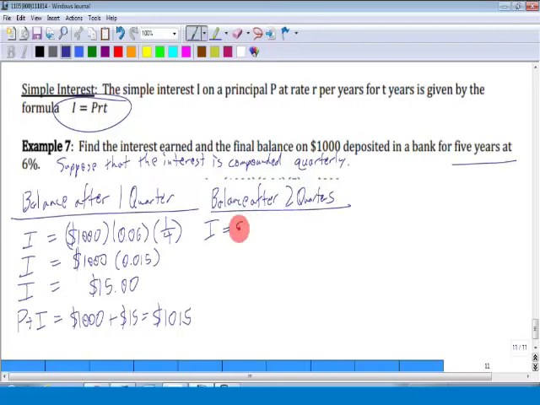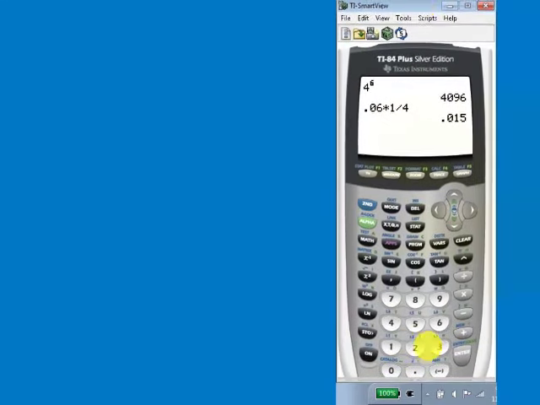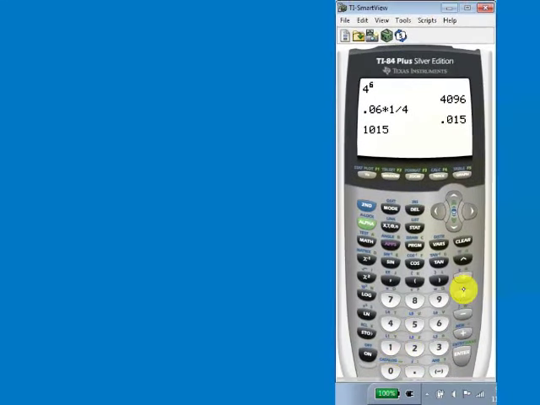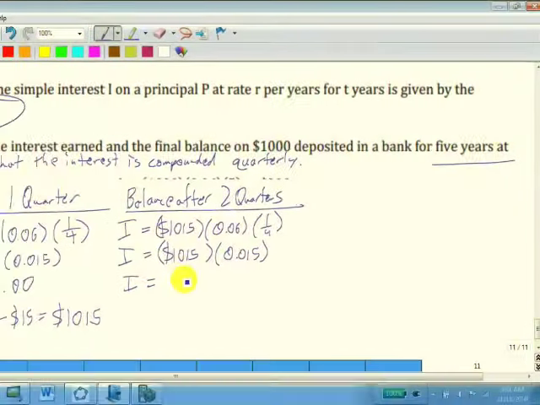So the new balance is $1,015. We can multiply that by 0.06 and by 1/4, but basically what we're doing is multiplying the $1,015 by the periodic interest rate, 0.015, the 1.5% quarterly interest rate, and we get hopefully a little more than $15 this time. $15.23. A little rounding has to take place to make that happen, but we can do that.